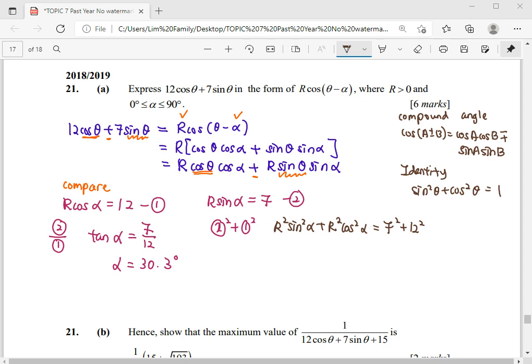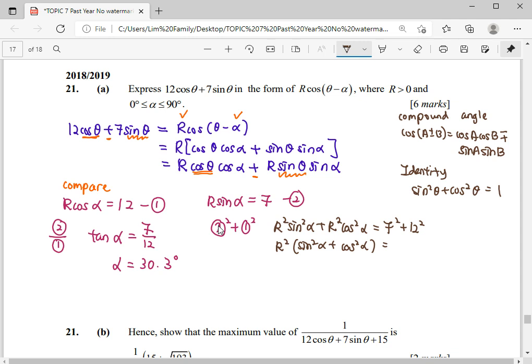From our equation here, you can see we take this sine square plus cos square. So I need to square this equation. When I square this, we will get r square, then sine square plus r square cos square equals 7 square plus 12 square. From here, we take out our r, we get sine square plus cos square alpha.